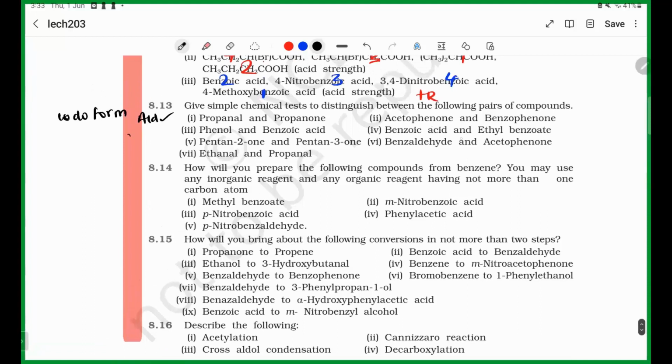Acetophenone and benzophenone. Acetophenone is an aromatic ketone, a phenyl group with a C=O and a methyl group, whereas benzophenone is that. So acetophenone and benzophenone can also be distinguished by the iodoform test, because the iodoform test is given by those which have alpha hydrogens.